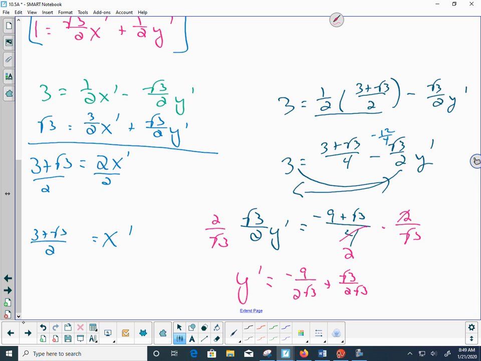Why did you draw this? Because when I multiply, I'll divide 4 by 2 and 2 by 2. I'll simplify.